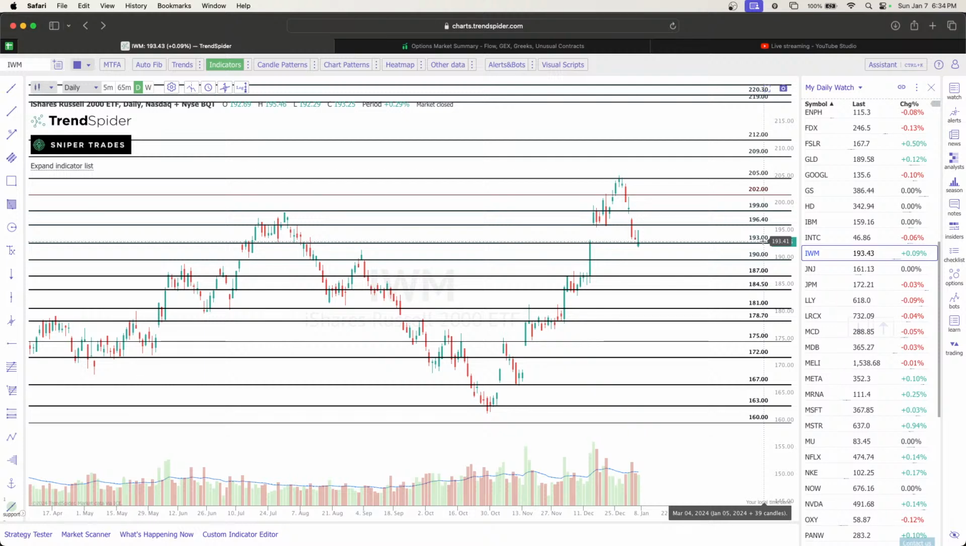102.30 is the level that you want to hold over here. If you are in calls, that's your stop loss level as well. 105 is the target on XOM. That's mostly what I have.